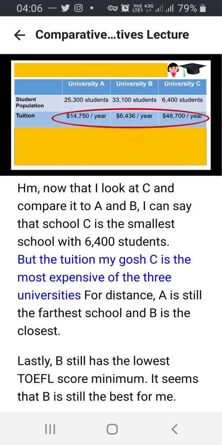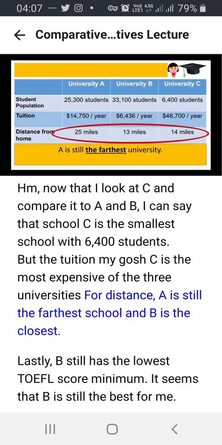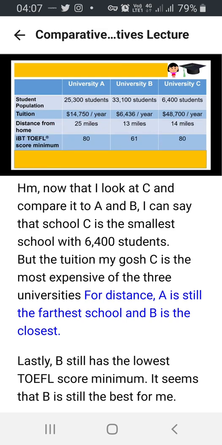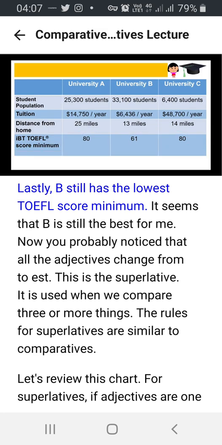But the tuition, oh my gosh, C is the most expensive of the three universities. For distance, A is still the farthest school, and B is the closest. Lastly, B still has the lowest TOEFL score minimum. It seems that B is still the best for me.